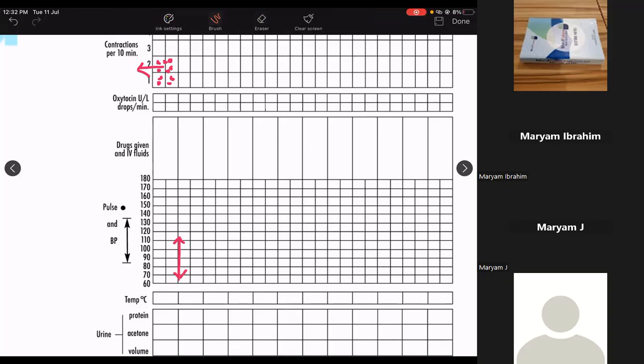Then she had a pulse rate of 90 beats per minute. And like we denoted the fetal pulse rate, it is also denoted by a dot. So if she's having 90, so she's having a BP of 110 by 70 and a pulse rate of 90.